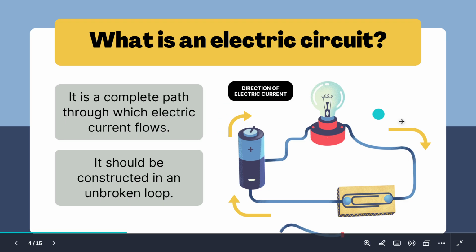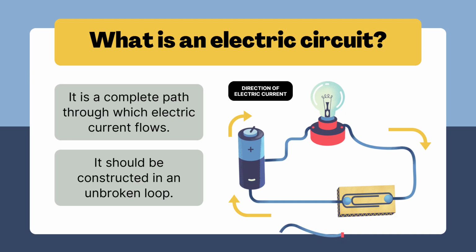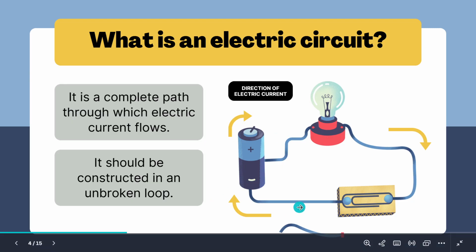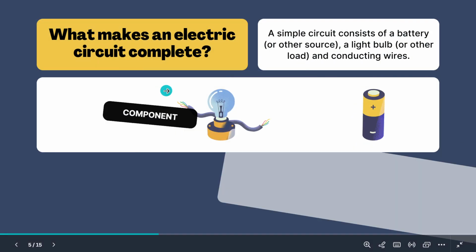This is called the direction of electric current. It should be constructed like an unbroken loop. Suppose this is cut, then the electricity will not run. The flow will not go. Okay? So now let's go next.